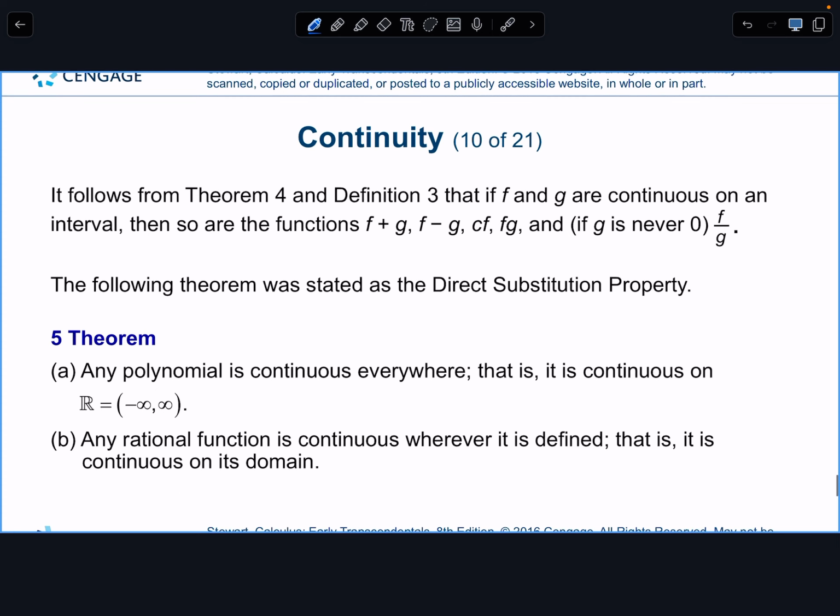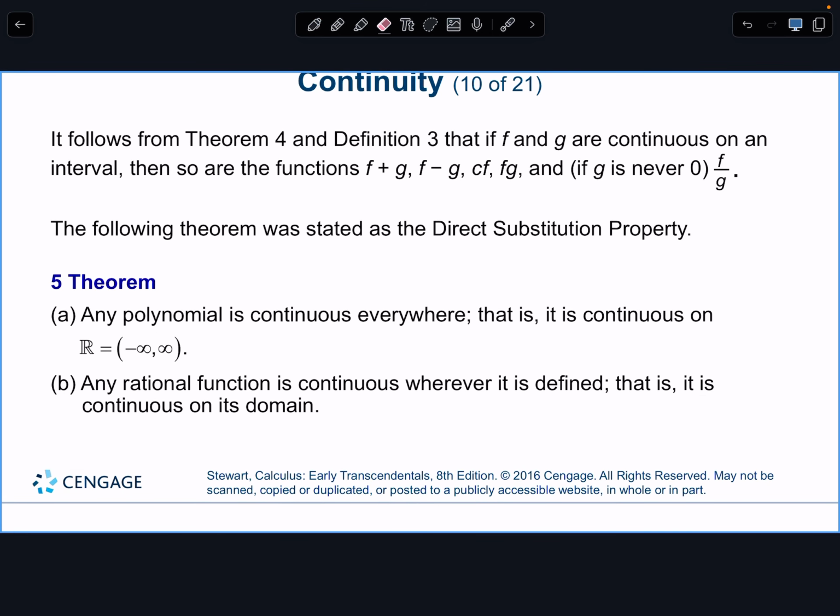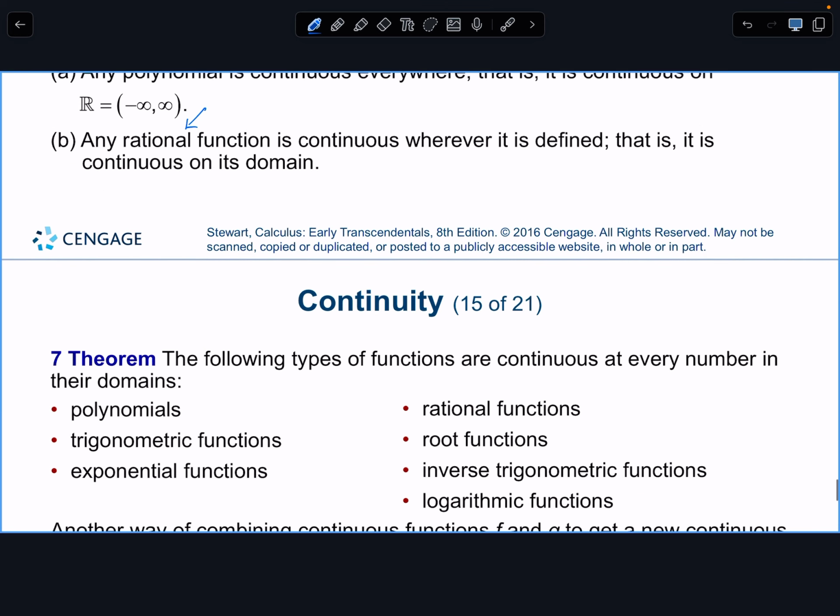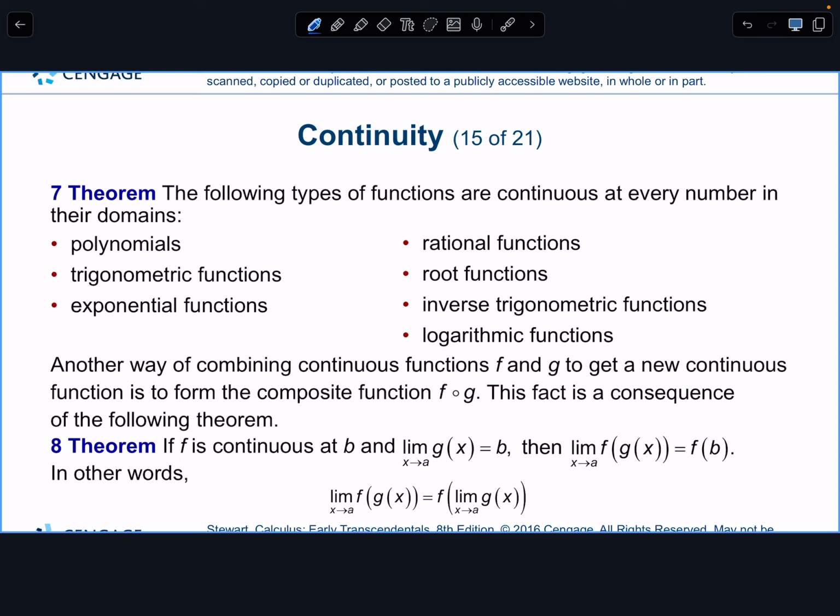And now they're saying there are special functions like a polynomial function. If you see a polynomial function, you can just assume it's continuous everywhere, all real numbers. And then a rational function is continuous where it's defined. So it might have some breaks in the domain, but it's continuous everywhere else. And all these functions are the functions we do calculus with, right? And so it's important for us to be able to assume continuity a lot of the time.